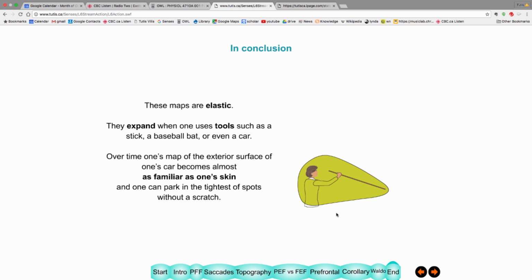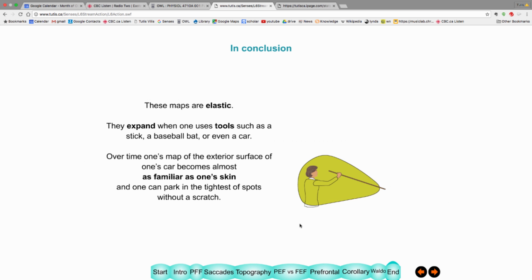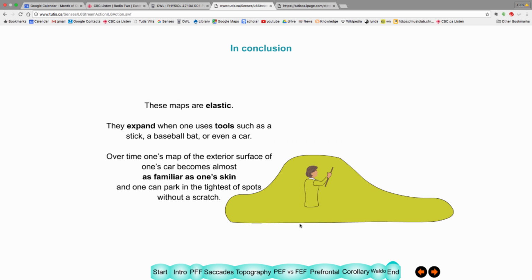And if you drive a car, with practice, you get to expand that space to the bumpers of the car. And so you can drive this car and park it exactly where it should be without bumping the cars in front of you. It becomes like part of your own body, your peripersonal space.